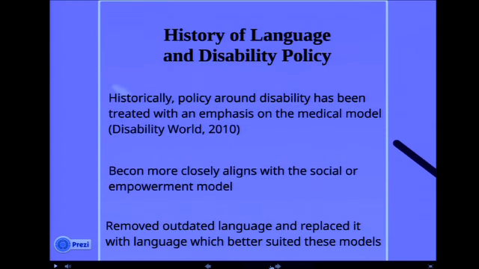Historically, policy around disability has been treated with the medical model, where they see disability as a medical condition which needs to be fixed. Becon is more on the social or empowerment models of disability, which view disability as a socially created problem and works to empower individuals to attain their goals by overcoming the challenges present in society.